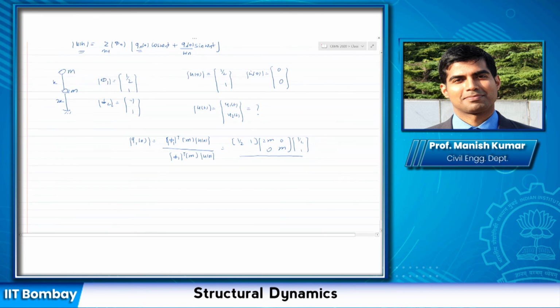Okay, and this is half 1 again, mass 0, 0 m. So if you look at this, numerator and denominator are exactly same. So this would give me 1.